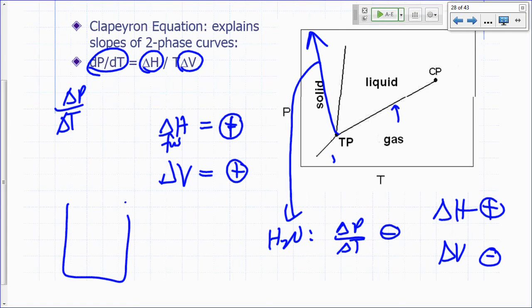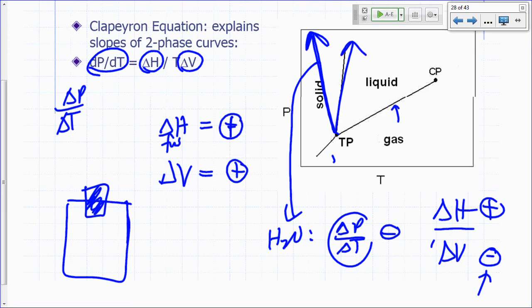Here, if you have a glass of water, fill it to the rim with water and ice. What happens when the ice melts? Will the water overflow? No, because the ice shrinks when it melts. So delta V, the volume drops when ice melts. Okay, so delta H over T delta V, which is the slope, is going to be a negative slope, so it's going to lean this way. So water is the exception. Most solids will expand when you melt them.